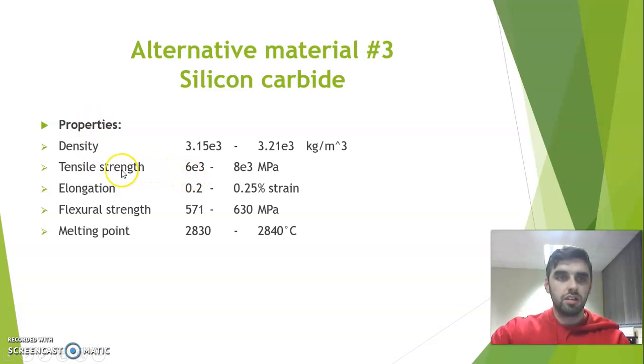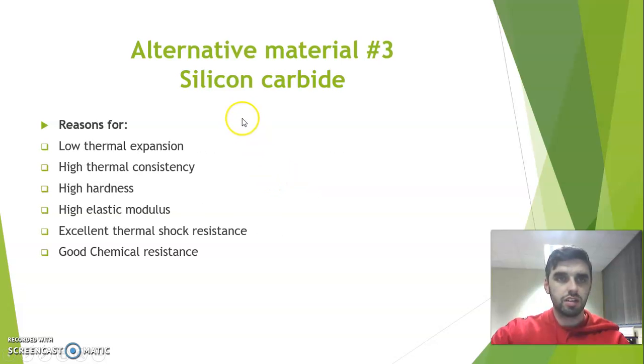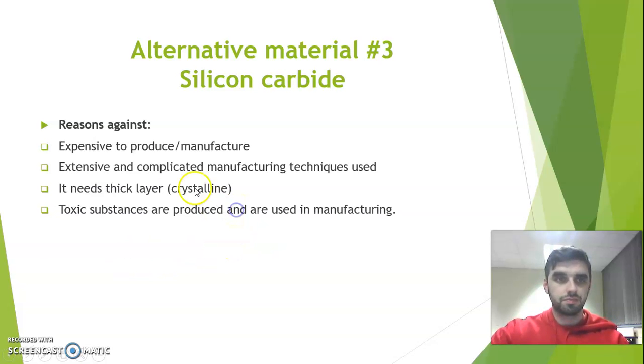The third alternative was silicon carbide. Properties can be seen here. Again, much higher tensile strength and flexural strength. Reasons for: low thermal expansion, high thermal consistency, high hardness, high elastic modulus, excellent thermal shock resistance, and good chemical resistance. Reasons against: expensive to produce, due to the extensive and complicated manufacturing techniques used. It also needs a thick layer crystalline structure. Toxic substances are produced and are used in the manufacturing.